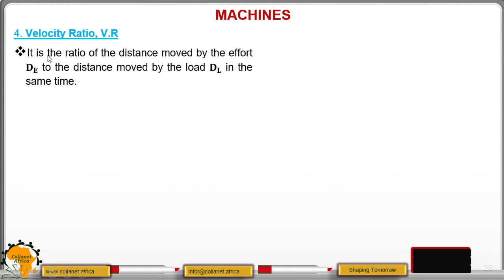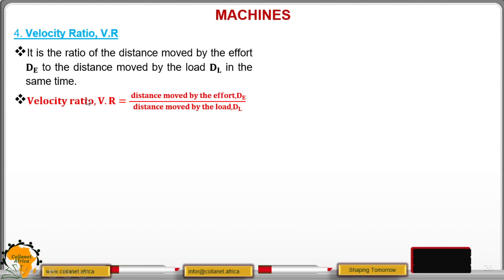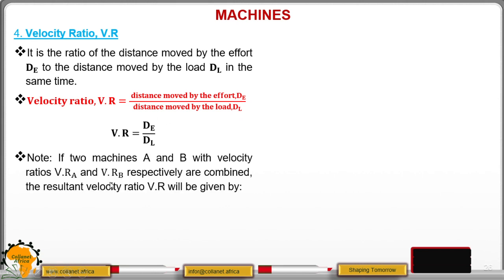Then from there, we look at the fourth term, which is the velocity ratio. Here we consider the ratio of the distance moved by the effort to the distance moved by the load at the same time. So velocity ratio is defined as the distance moved by the effort, dE, over the distance moved by the load, dL. So we can say that velocity ratio VR is equal to dE over dL.